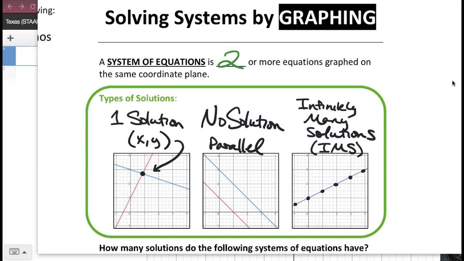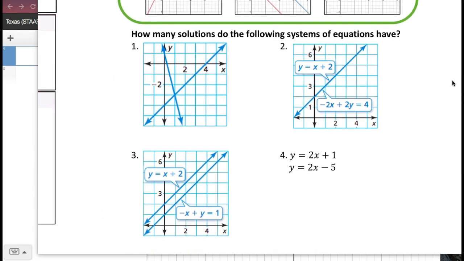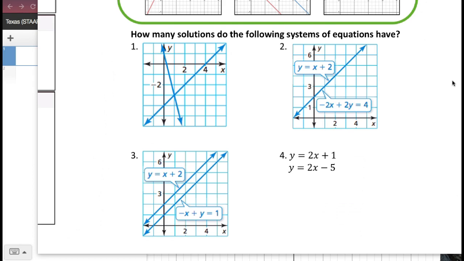Okay, so let's check and make sure we understand this. On the first four examples here, all we're trying to do is see how many solutions they have. Not where they are, but how many solutions do the following systems of equations have. Easy question: how many solutions means how many times do the two lines cross? Very obviously, in the first system, these two lines cross once, which means this has one solution.